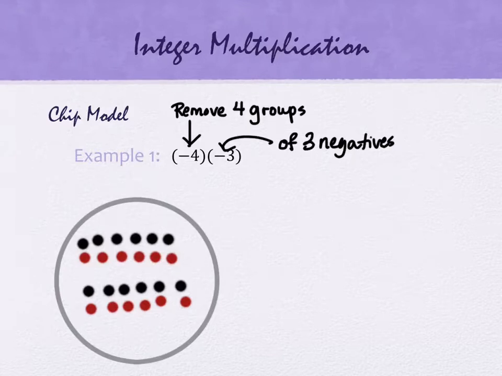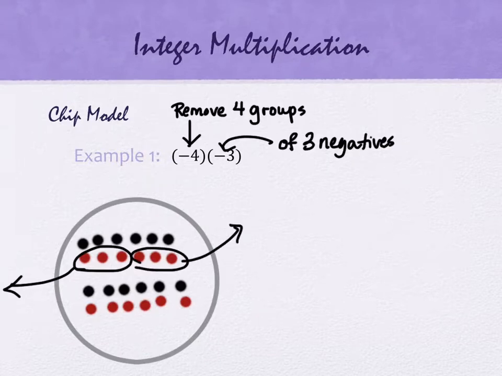But the cool thing is I now have the ability, and if I put too many things in here too, I could take them out later. It wouldn't hurt anything. But I have the ability, because we know that 4 times 3 is 12, to now remove the 4 groups of 3 negatives. So I'm going to make a group of 3 negatives, and I'm going to remove them. And I've done it once now, twice, 3 times, and 4 times.